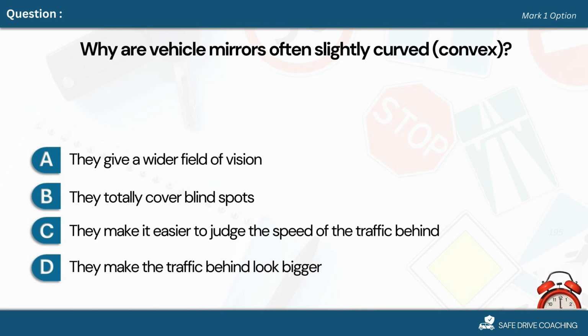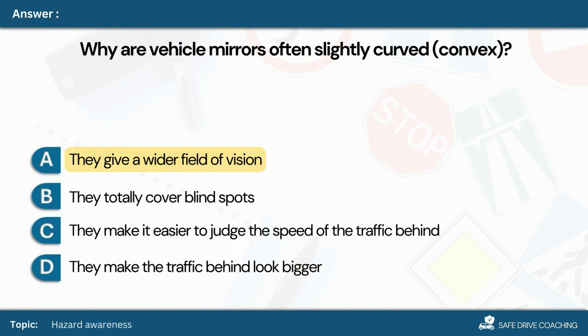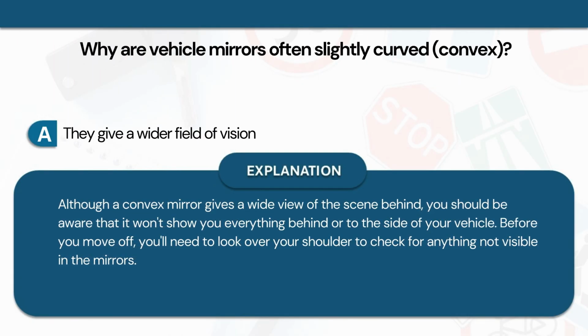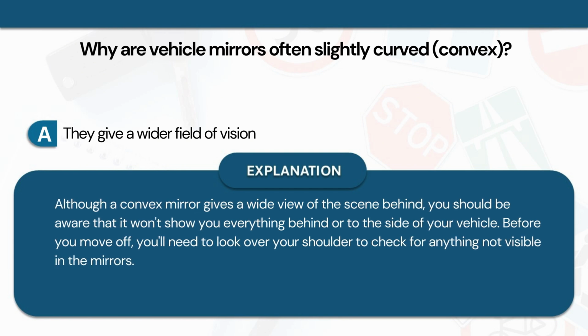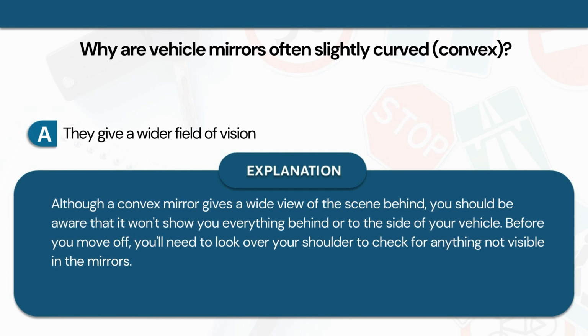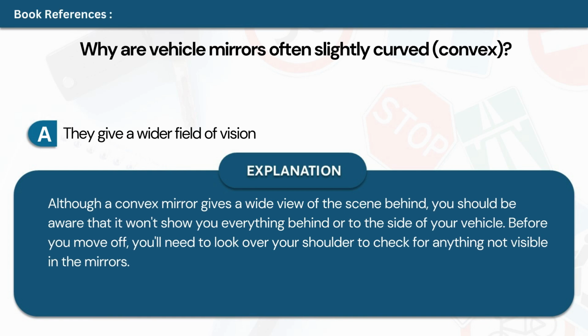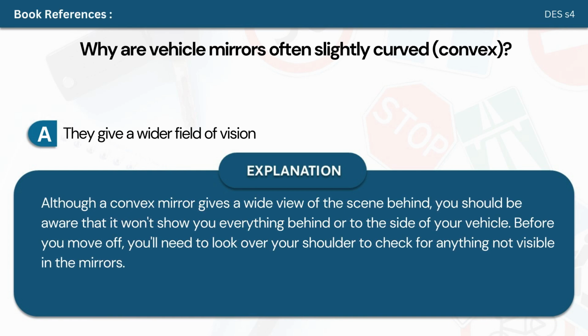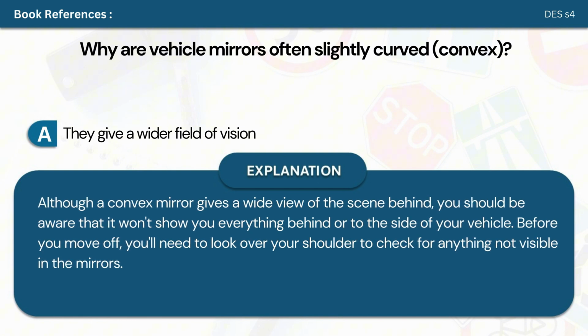The correct answer is A. They give a wider field of vision. Although a convex mirror gives a wide view of the scene behind, you should be aware that it won't show you everything behind or to the side of your vehicle. Before you move off, you'll need to look over your shoulder to check for anything not visible in the mirrors.